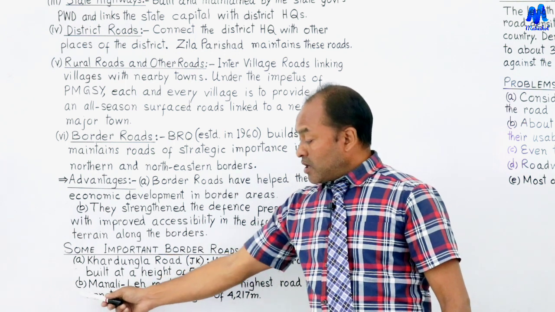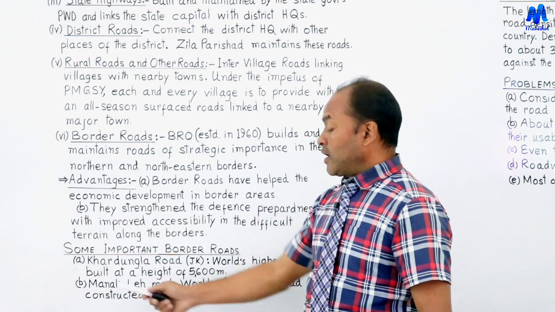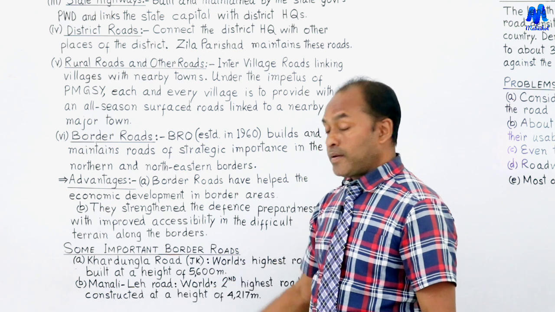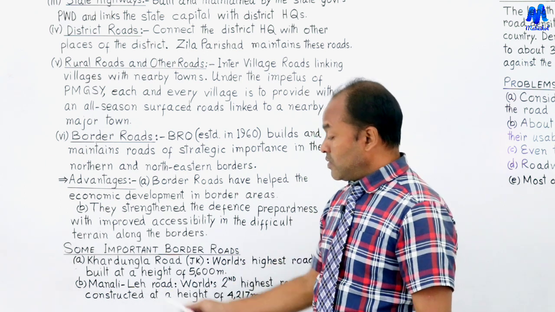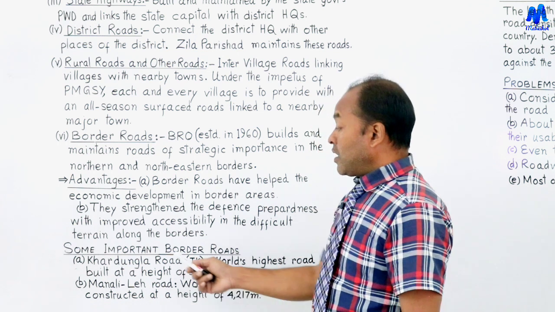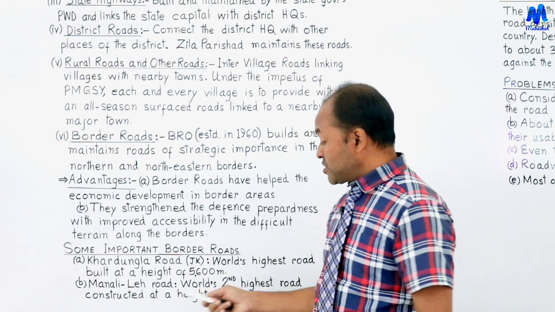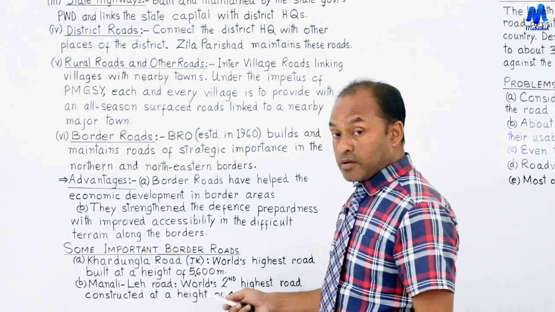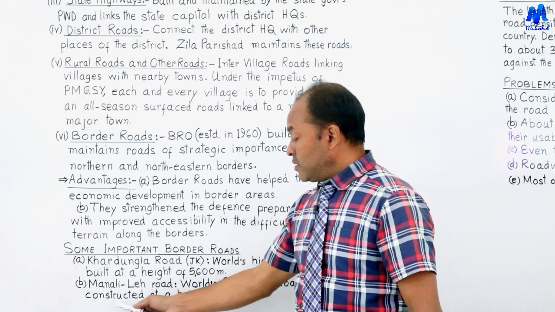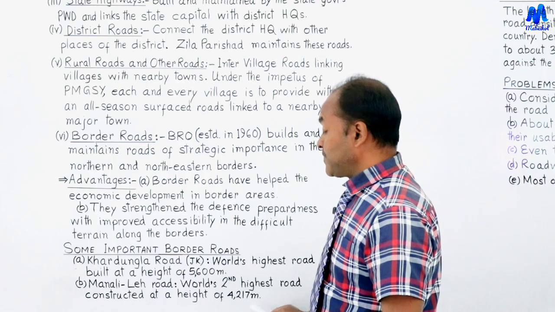Next, Manali Leh Road. Manali is in Himachal Pradesh and Leh is in Ladakh. So these 2 places are connected by a very important border road, and this border road ranks 2nd in the world according to the altitude, and it is constructed at a height of 4,217 meters.